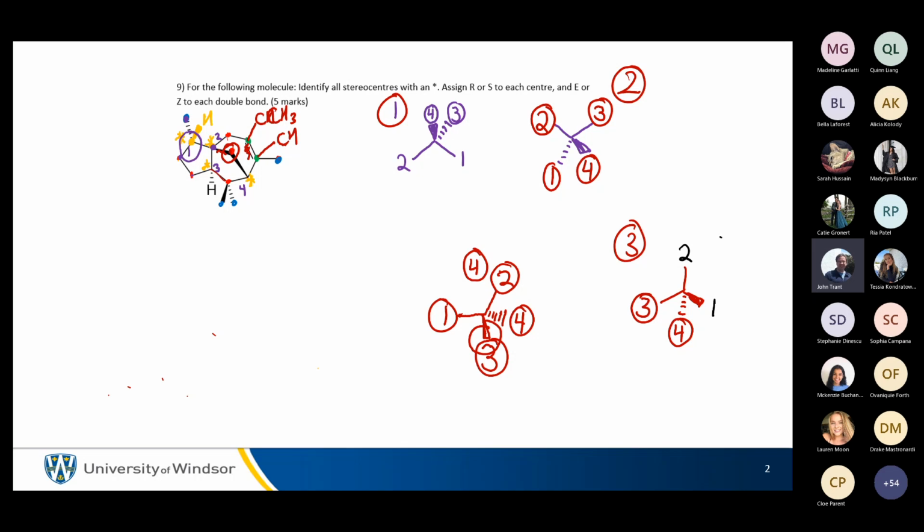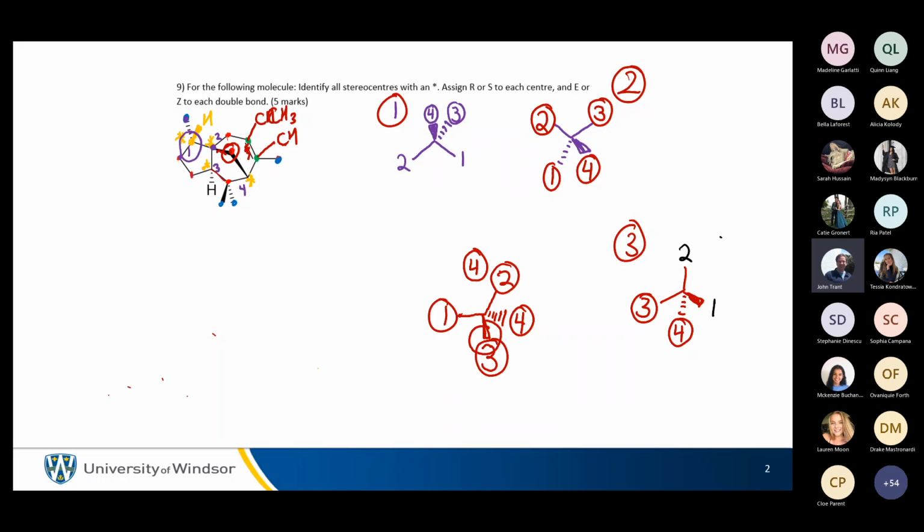Okay, now we need to assign R and S to all these centers. So the hard part here is, don't try and see why I'm doing this. I'm trying to abstract it. So I just have numbers. I've done all that. I've separated that problem from trying to assign R and S. I just assign my numbers and then I can assign R and S.